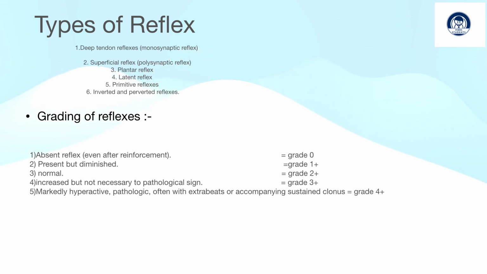Grading of reflexes. 1. Absent reflex, even after reinforcement, equals grade 0. 2. Present but diminished, equals grade 1 plus. 3. Normal, equals grade 2 plus. 4. Increased but not necessarily a pathological sign, equals grade 3 plus. 5. Markedly hyperactive, pathologic, often with extra beats or accompanying sustained clonus, equals grade 4 plus.